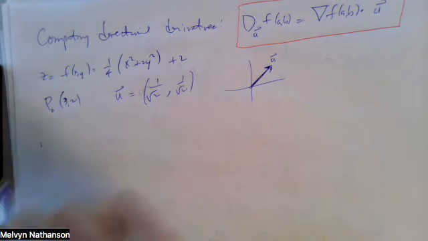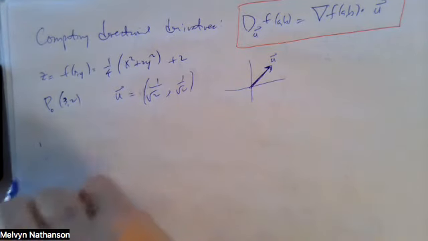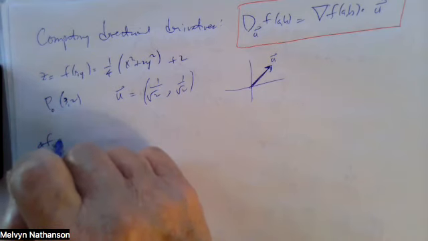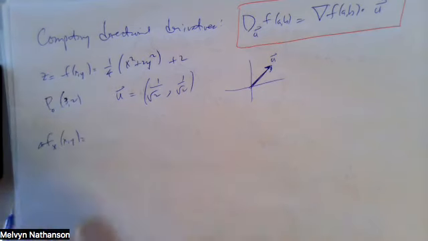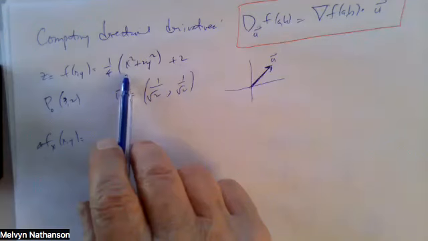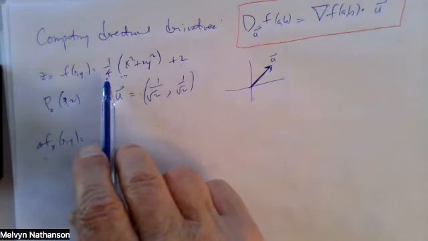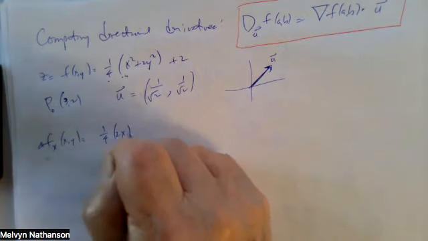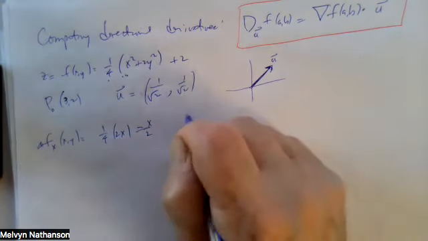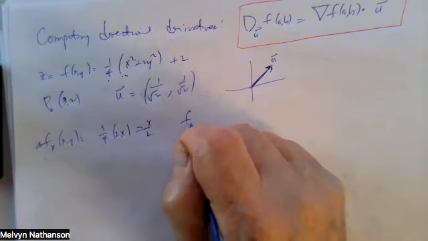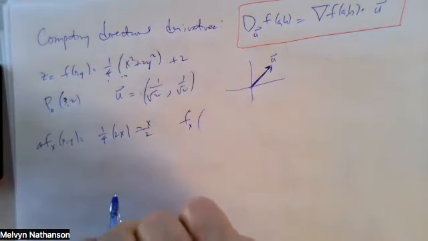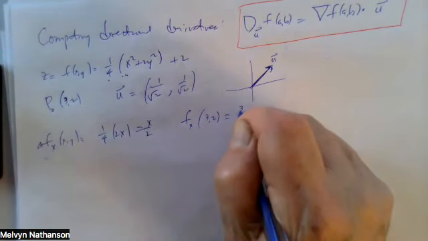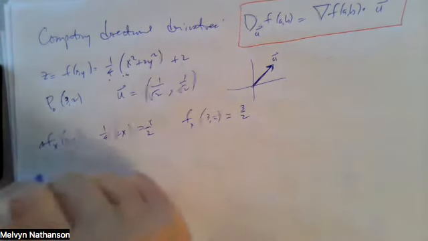So what is the gradient of f? The partial of f with respect to x at (x, y), if I differentiate this function with respect to x, I get 1/4 times 2x, or x over 2. So the partial of f with respect to x at the point (3, 2) is equal to 3/2.